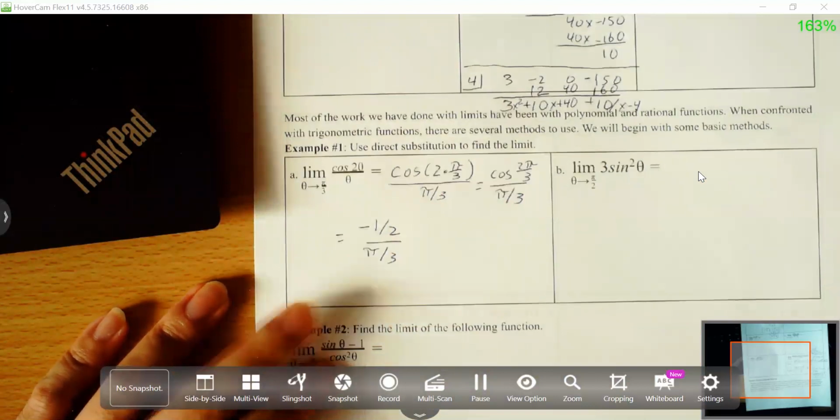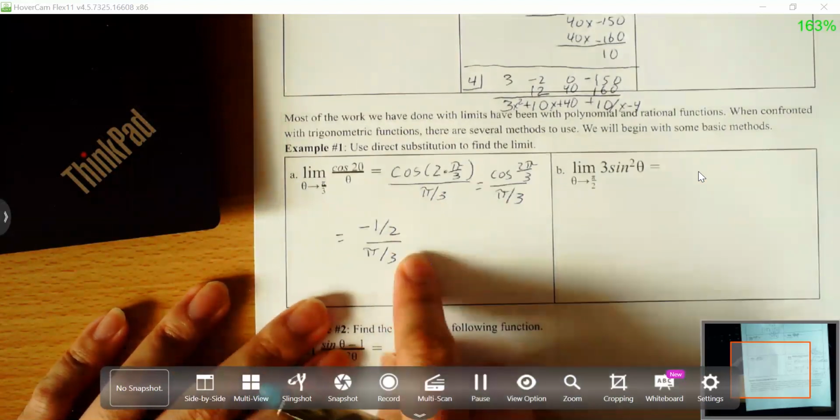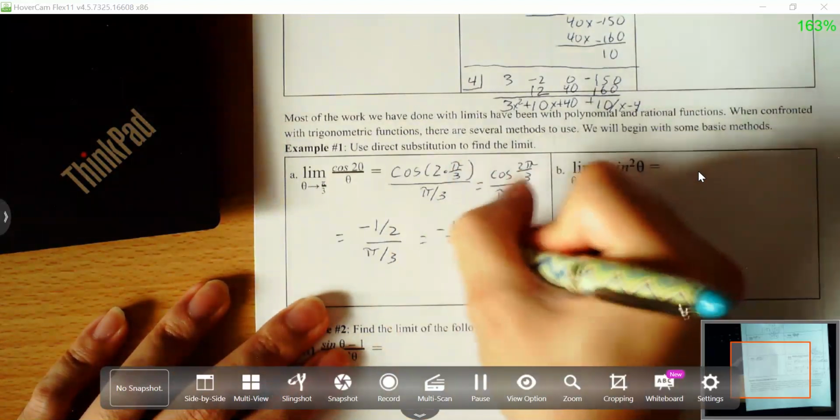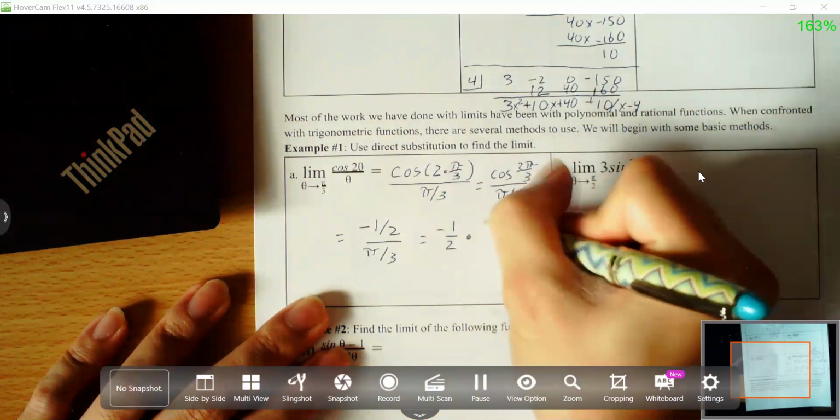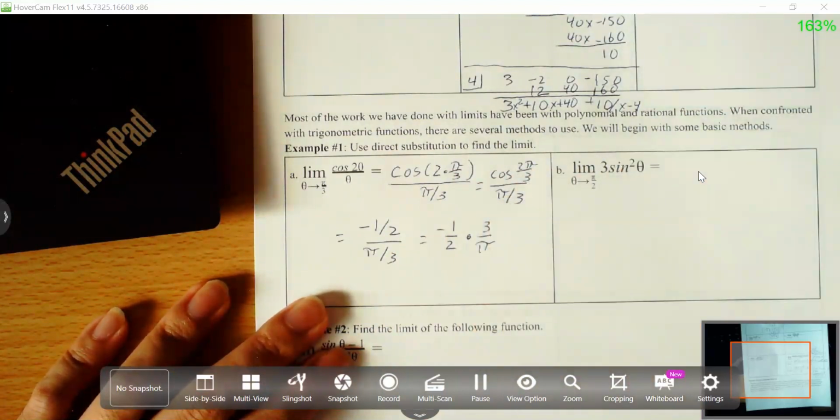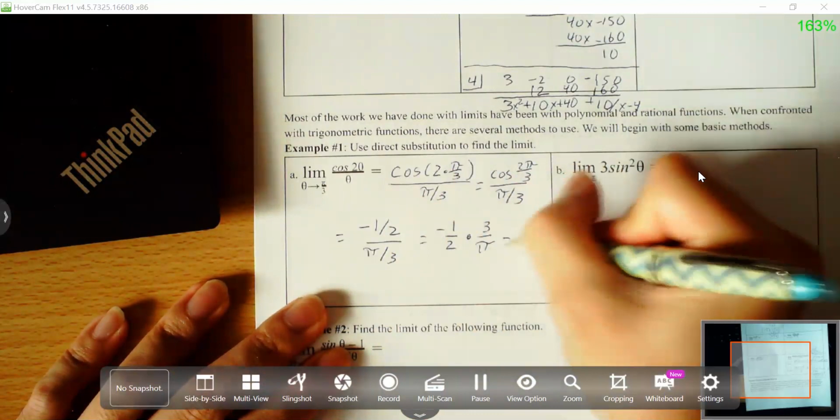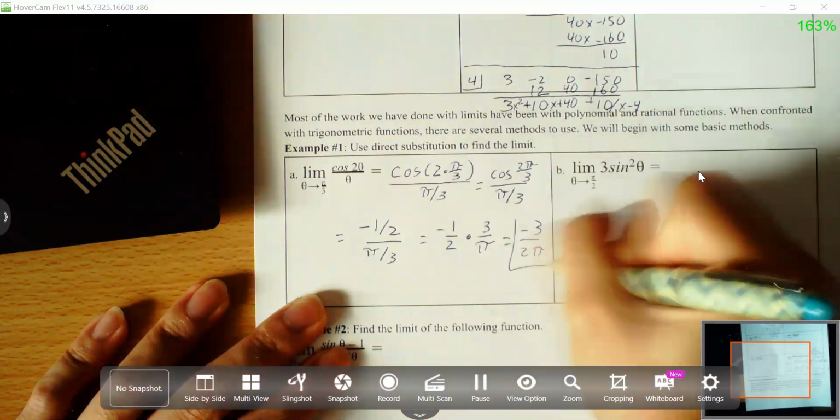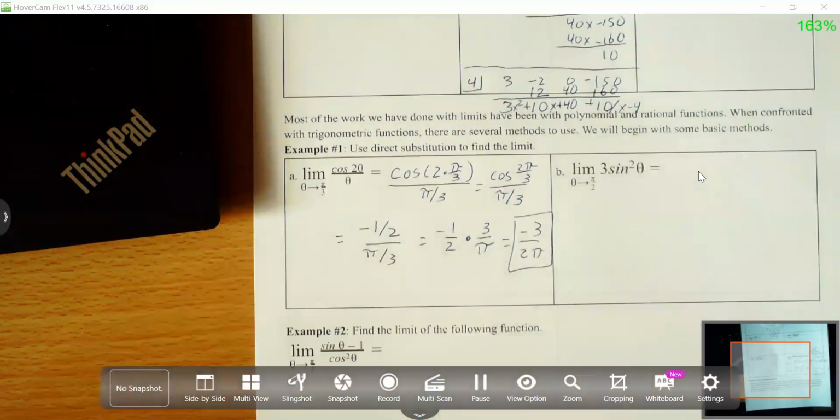Now, don't forget how to divide fractions. Remember, when you divide fractions, it's really the same thing as multiplying by the reciprocal, right? Negative 1/2 divided by pi over 3 is negative 1/2 times 3 over pi. And so my final answer here is negative 3 over 2 pi. That's my limit for that function.